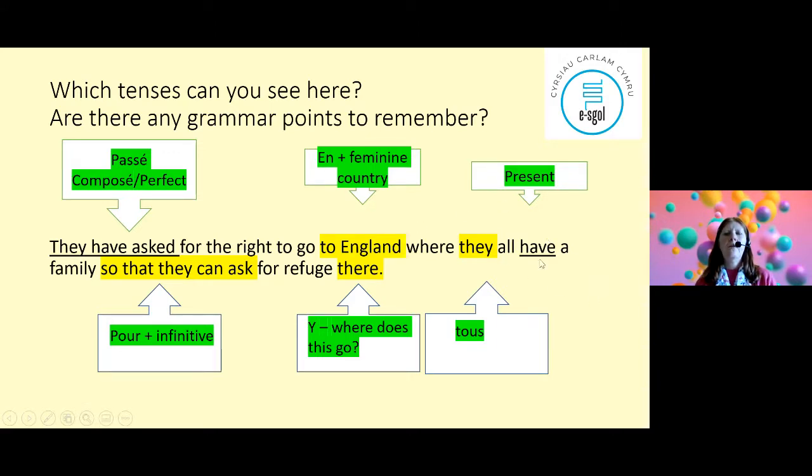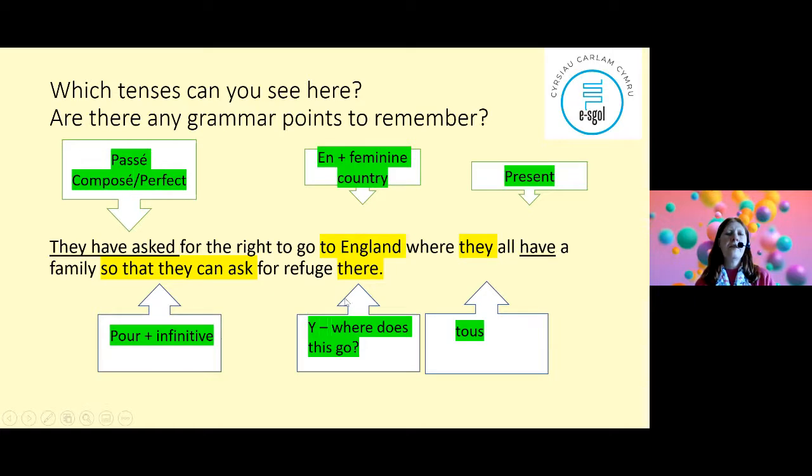And then we have the present tense. And in the same part of the sentence here, I've highlighted "they", and we translate "they" as tous. And then as we go further down, "so that they can ask", so in order to ask, you could use pour and the infinitive.